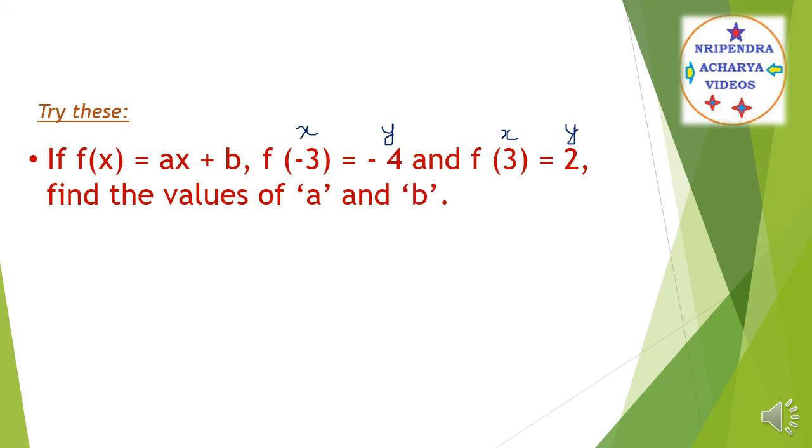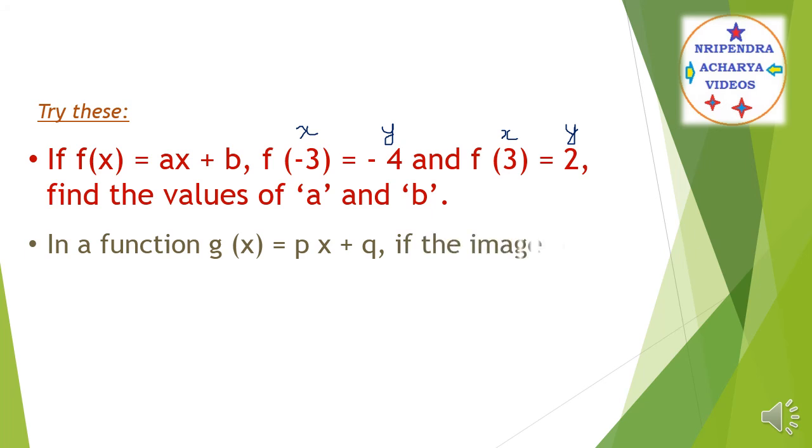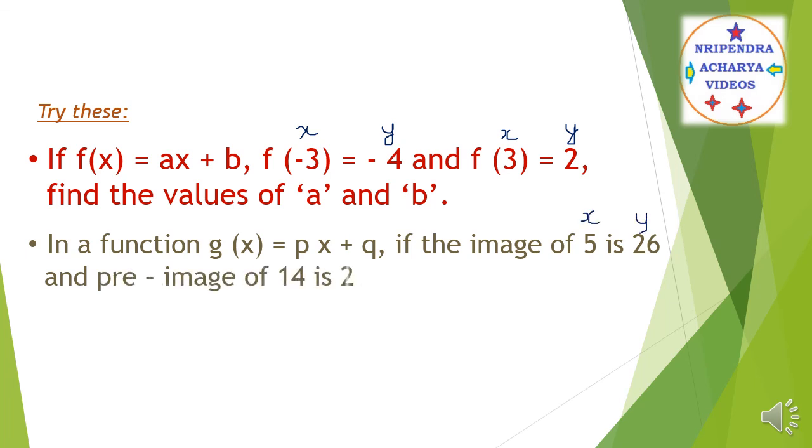As I have said in the previous question also, this is a linear function, and a linear function can be defined as y equals ax plus b, right? And there is another question also. In the function g(x) is equal to px plus q, the linear function in this question is defined as px plus q. If the image of 5 is 26, it means 5 is x and y is 26.